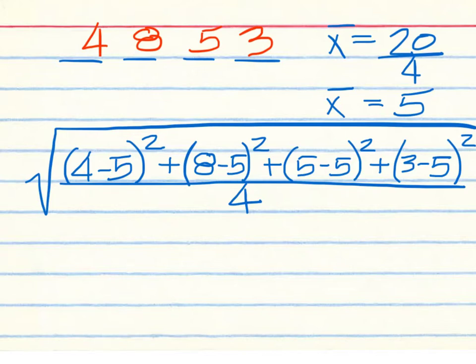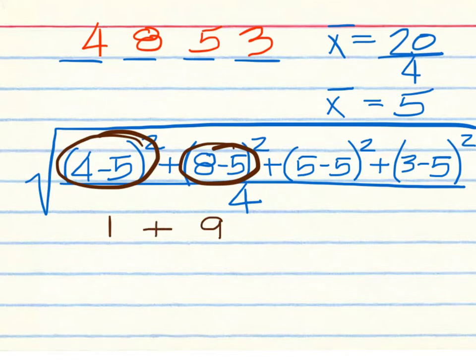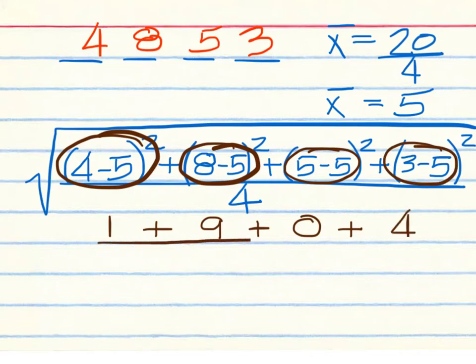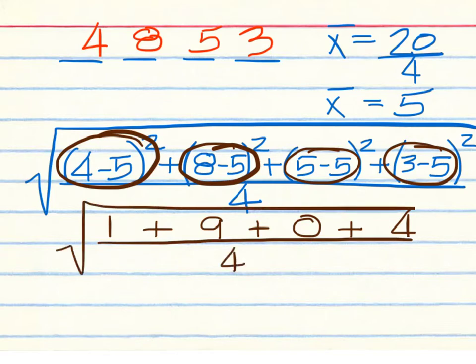So we'll go back and simplify. 4 minus 5 is negative 1, and square it to get 1. And then 8 minus 5 is 3, square that to get 9. 5 minus 5 is 0, square that to get 0. And 3 minus 5 is negative 2. Square that to come up with 4. 1 and 9 is 10, plus 4 is 14. So we need the square root of 14 over 4. Rounded to the tenths place is 1.9.